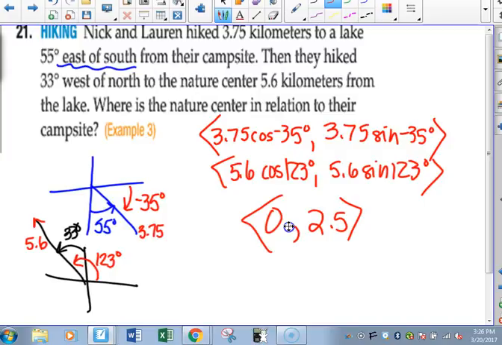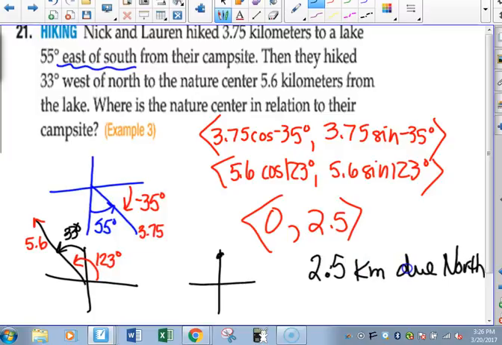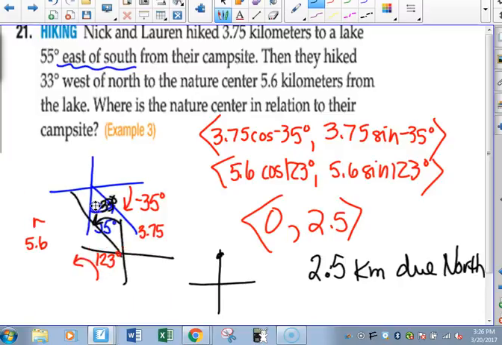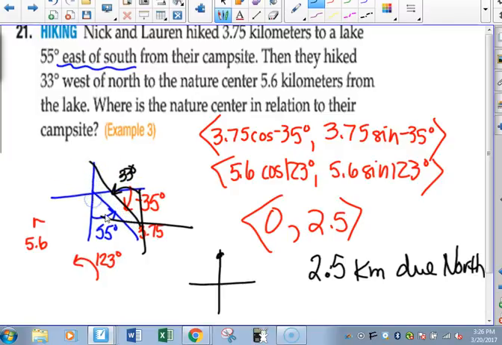All right. So where did they wind up? 0, 2.5, right here. So they wound up what? 2.5, right? If we do the Pythagorean theorem, we're going to get 2.5 kilometers due north. Look, guys, if I moved this vector right up here, does it look like they could wind up due north of where they started? They went this way.